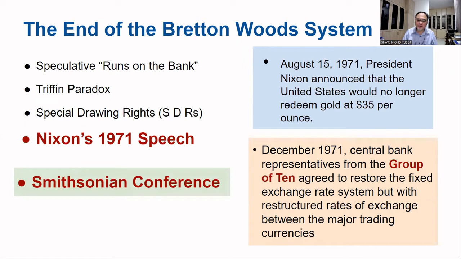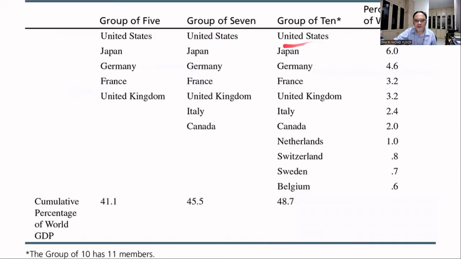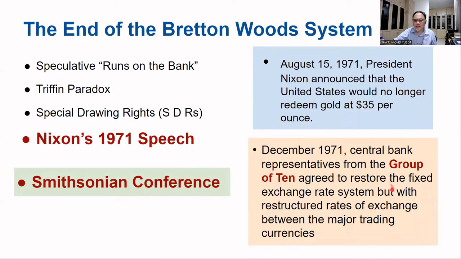In 1971, the central banks from the Group of 10, okay, the Group of 10 is US, Japan, Germany, France, and so on, which holds a large portion of the world GDP. So 48.7% cumulative world GDP. So they agreed to restore the fixed exchange rate system, but with restructured rates of exchange between the major trading currencies. Okay.